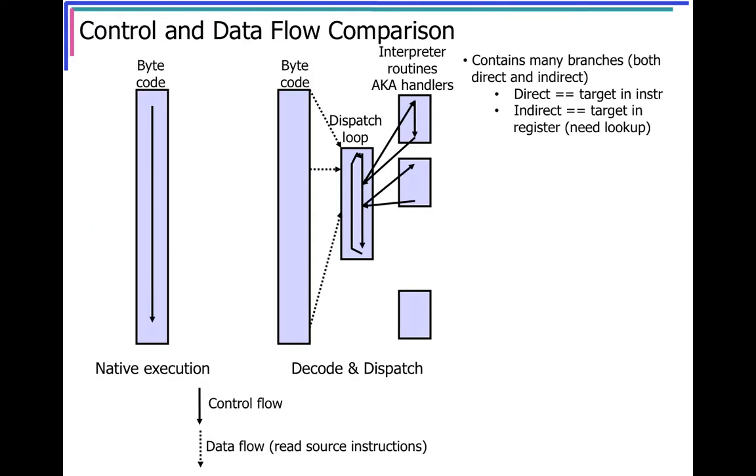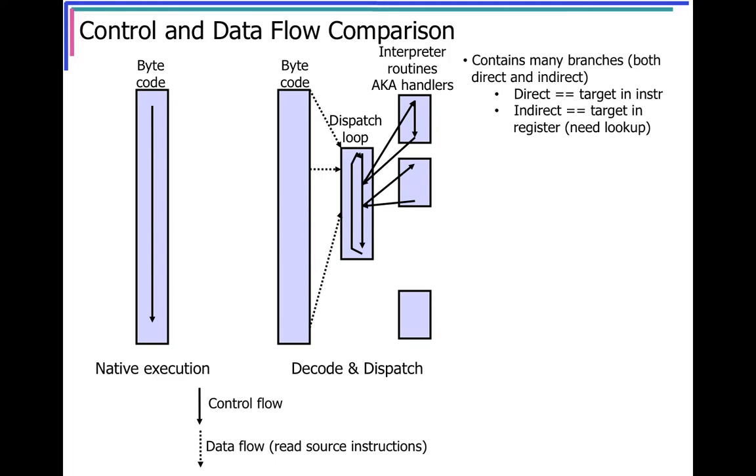But first, let's dig deeper as to why things are slow in this loop, this decode and dispatch process. Notice on the left we have some bytecode. If we were able to execute this bytecode natively, so if we could directly execute this bytecode, the control would flow just within the bytecode itself during execution. Now there'll be jumps around this bytecode, but you'd stay within the bytecode program itself.